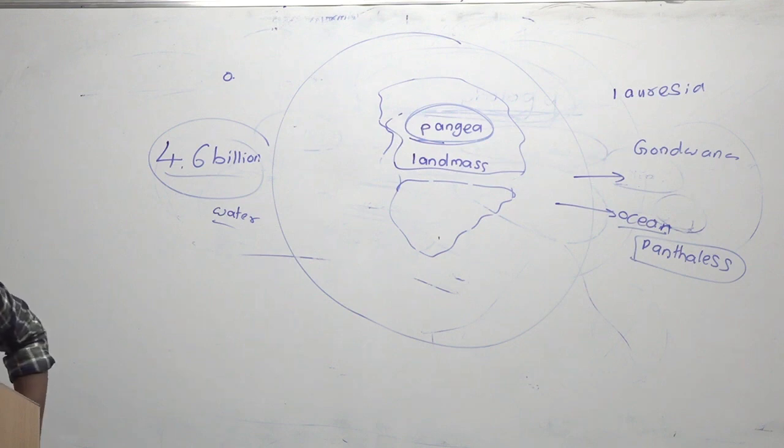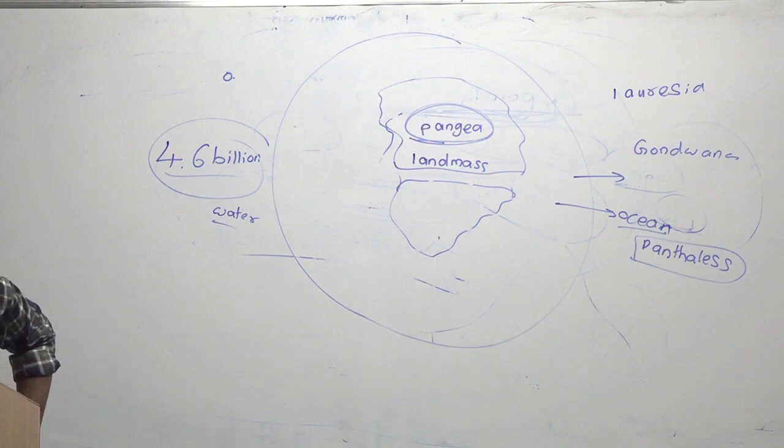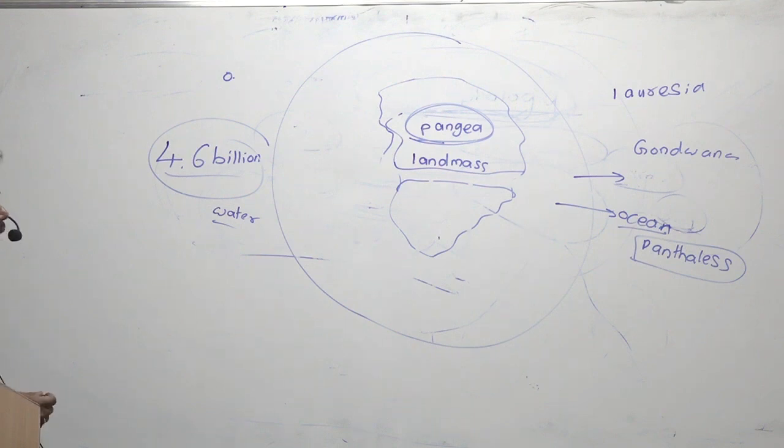And all the ocean was surrounding this landmass. All the ocean surrounding this landmass is called what? Panthalassa, spelled P-A-N-T-H-A-L-A-S-S-A. Panthalassa.